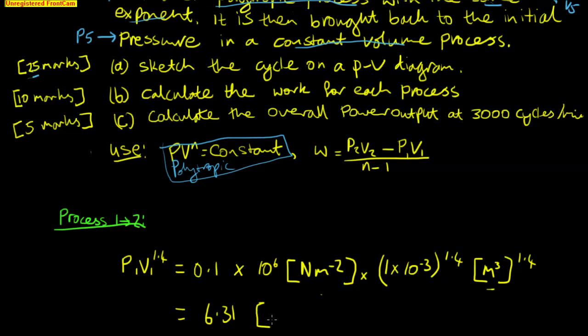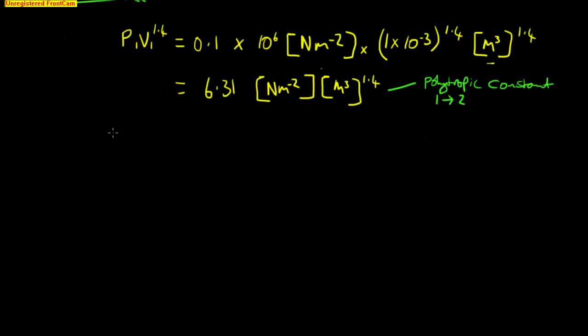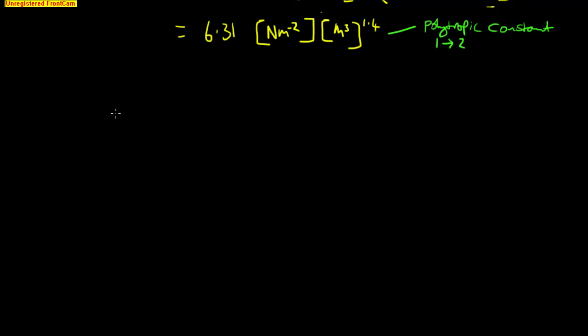So this works out as 6.31 newtons per meter squared per meters cubed to the power of 1.4. And we won't simplify these units any further. We'll just leave it as it is at that constant. It's not really important what those units are. So we'll call this polytropic constant for 1 to 2. And this is only for 1 to 2. It doesn't necessarily follow through for 2 to 3.